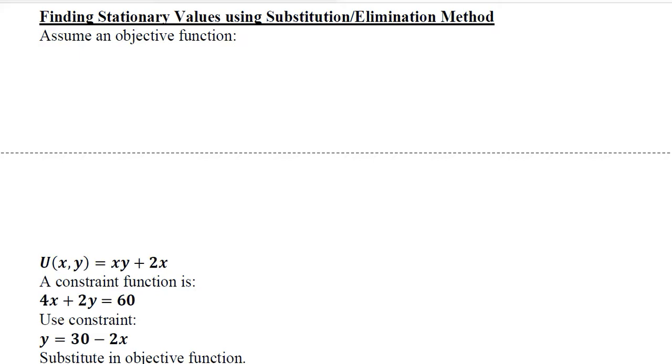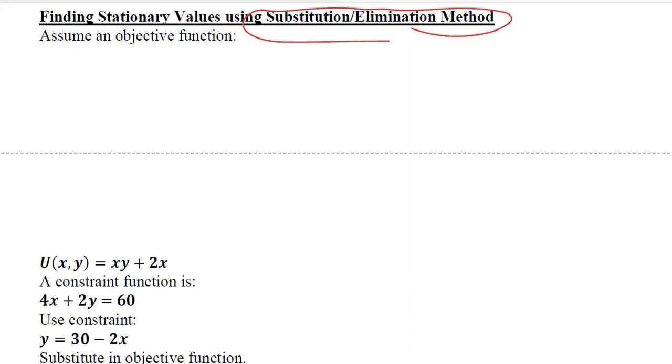After getting introduced to the concept of constraint optimization, now we are going to solve it mathematically. There are actually two methods of doing the constraint optimization. The first one is known as the substitution or elimination method. In this video we will learn about this.